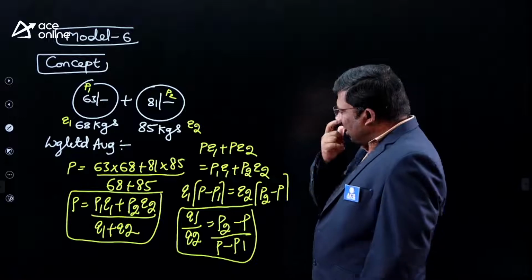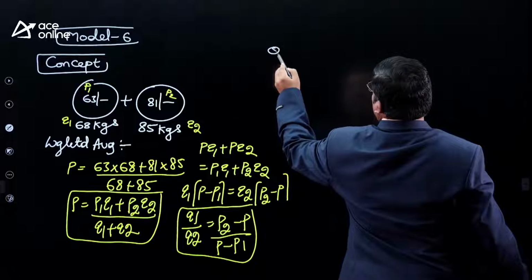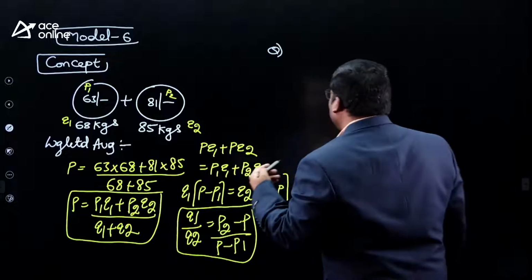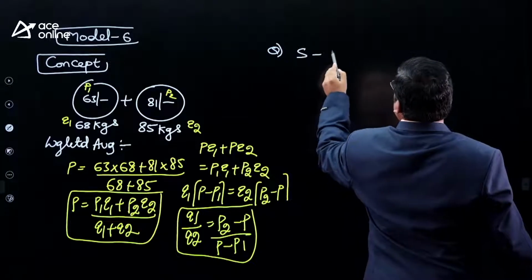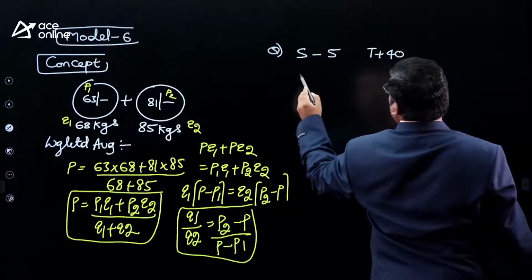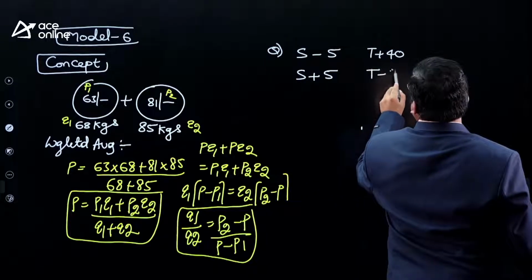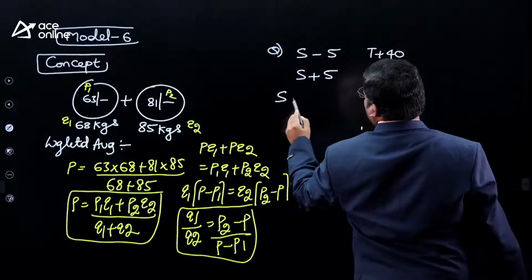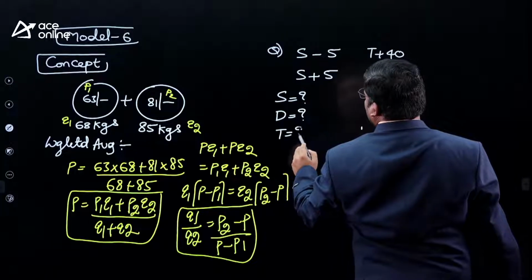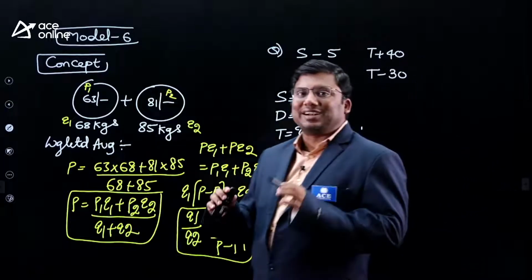Now, a student asked me a doubt. Sir, till now wherever some values were given, you took the LCM of the values. What if the values are not given? Speed is decreased by 5, it takes 40 minutes more. Speed is increased by 5, it takes 30 minutes less. Find the actual speed, the actual distance, the actual time. How to solve this kind of problem? No values are given.